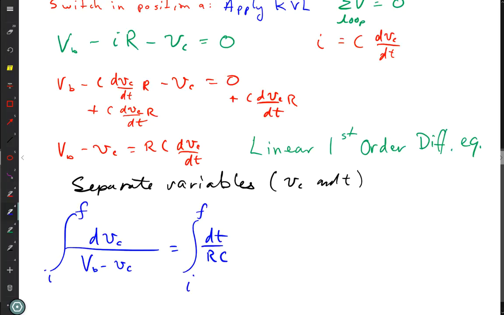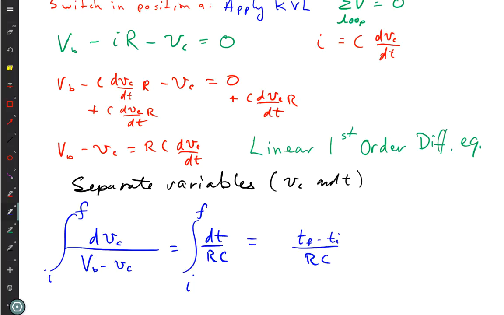And as long as you're integrating from the same start to the same end, it's going to still have to be equal. So the right-hand side was simple. What do we get when we do the right-hand side? Okay, putting in our limits, that would be T final minus T initial over RC.